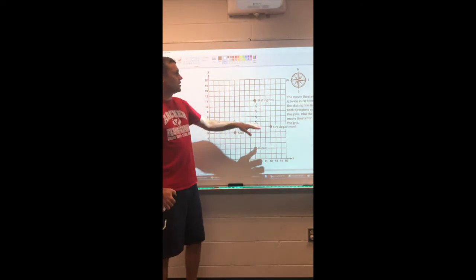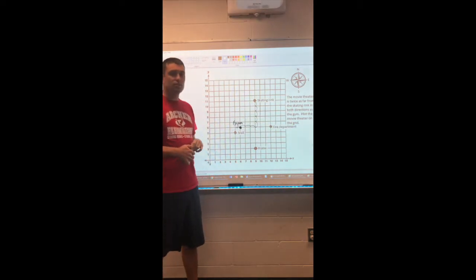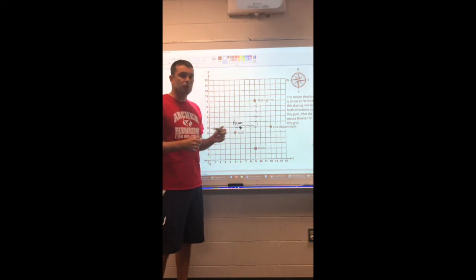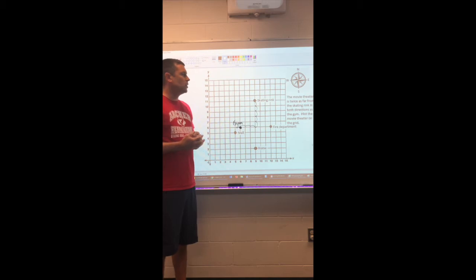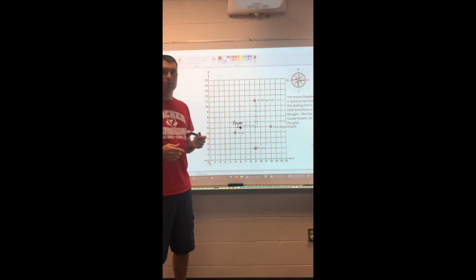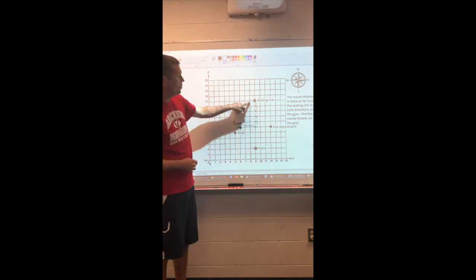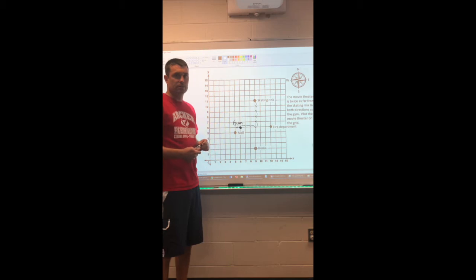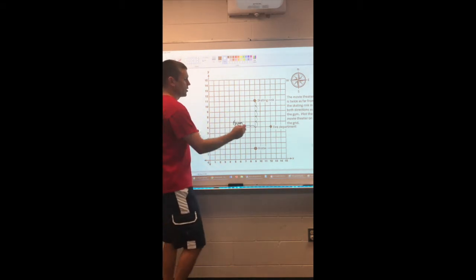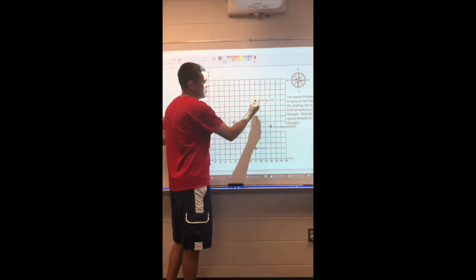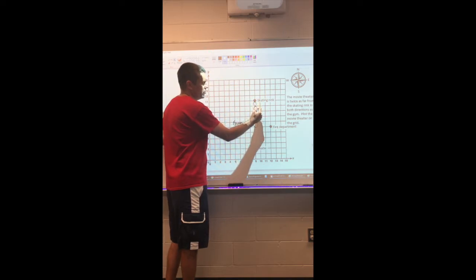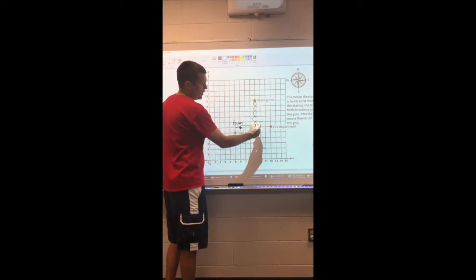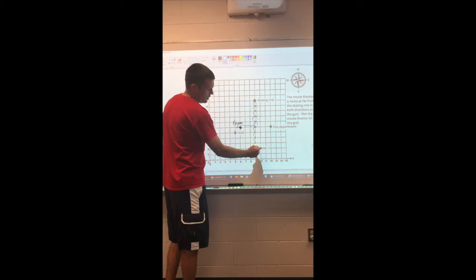This next one says, the movie theater is twice as far from the skating rink in both directions as the gym. Plot the movie theater on the grid. So twice as far in both directions. So if the gym was 5 south, how far south should the movie theater be? 10, good. So we're going to go 10 south this time. I'll go on the other side here. 1, 2, 3, 4, 5, 6, 7, 8, 9, 10.